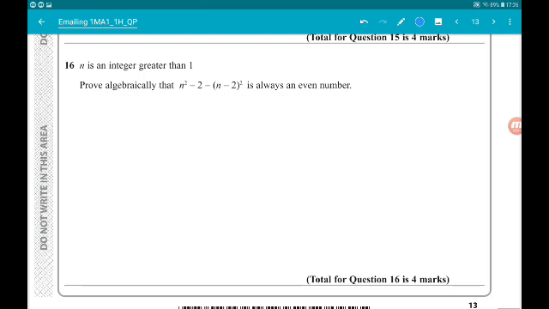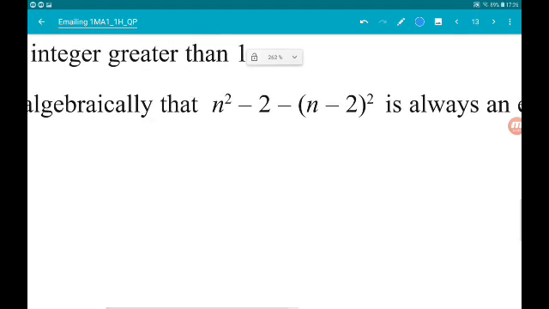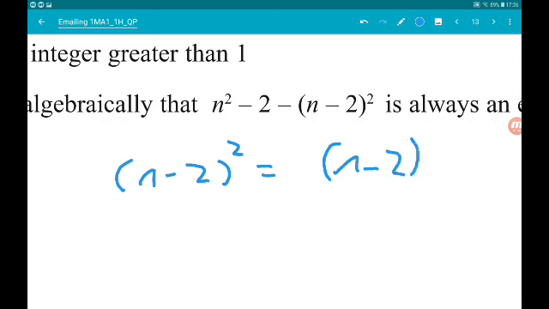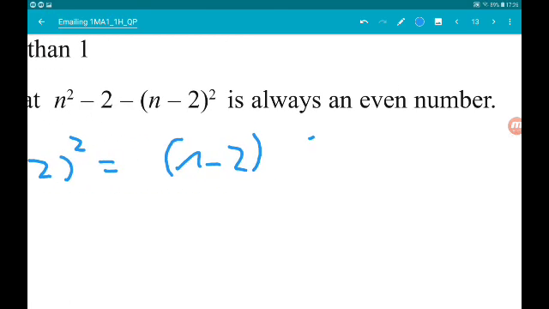We want to prove algebraically that n squared minus 2 minus (n minus 2) all squared is always an even number. Okay, so it's very common with algebraic proof that brackets will be involved. First move is to expand the brackets. So, (n minus 2) squared means (n minus 2) times (n minus 2).